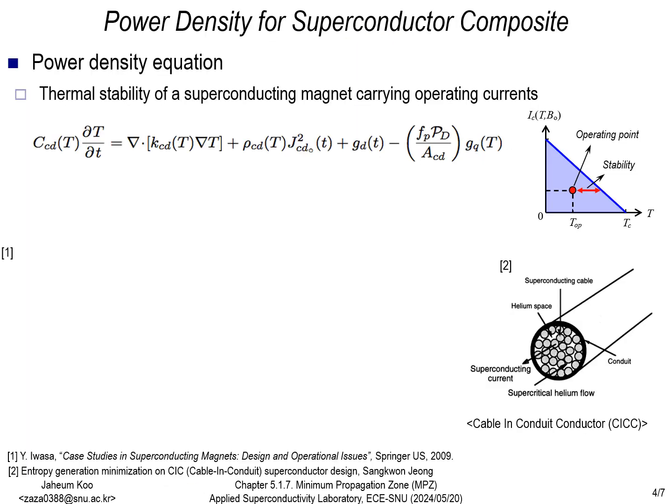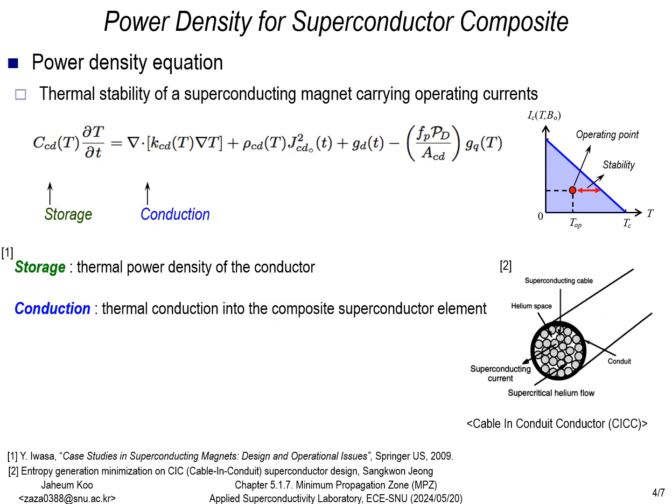In the power density equation that describes thermal stability, storage refers to the rate of change of thermal energy density within a conductor over time. Conduction refers to the heat transferred through the conductor via conduction.